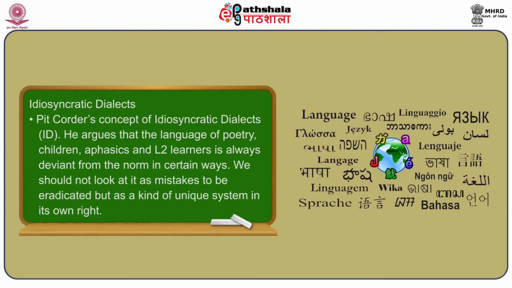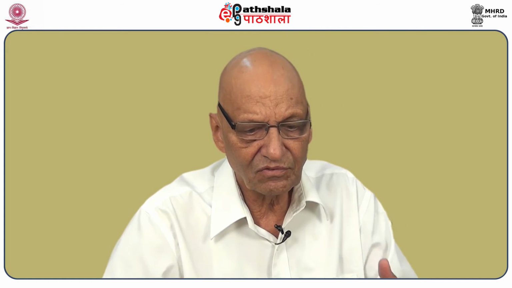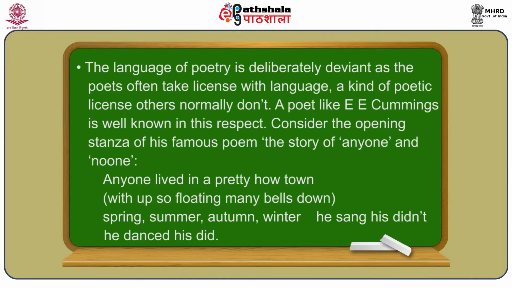So he said the language of poetry, the language of children, the language of aphasics, and the language of the L2 learner. These are the four idiosyncratic dialects, that means idiosyncratic varieties that can be deviant in different ways. For example, the language of poetry is deliberately deviant. It's not that people make it deviant by mistake. They make it deviant on purpose. It's not that they don't know the target language.